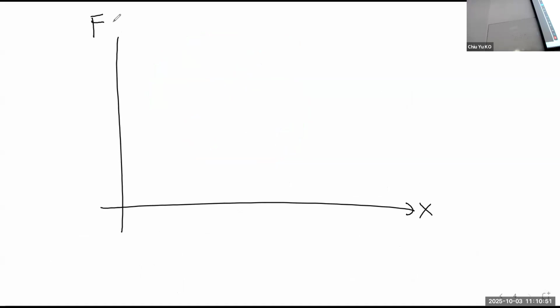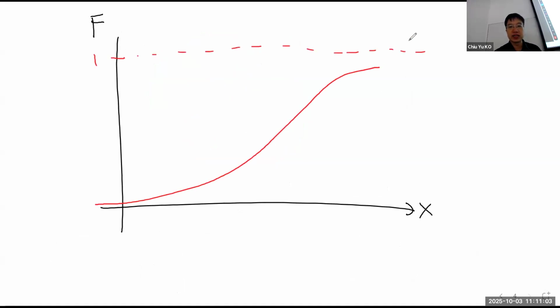It cannot be decreasing, so it would look something like this. Remember, it is at most 1; it cannot be more than 1. 1 is its upper bound. And this is an increasing function. If you learn math, you will know the inverse exists. But let me first talk about what the function is.